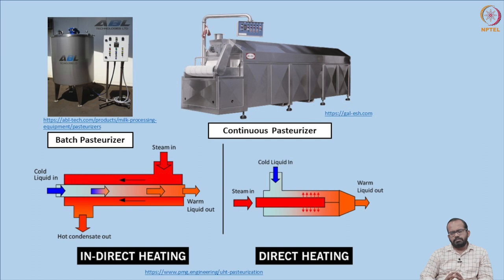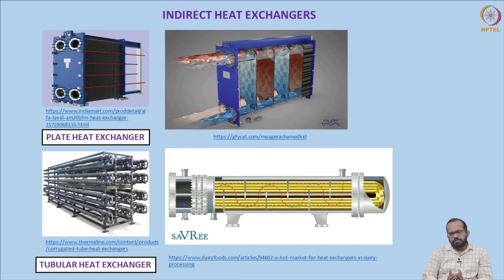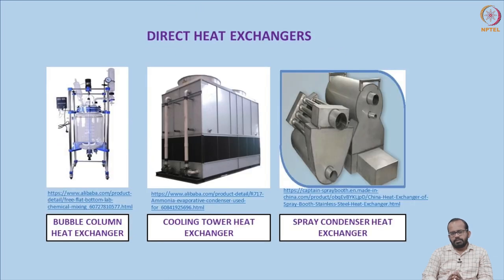Both indirect heating methodology as well as direct heating methodology are used. In indirect heating, the liquid that we need to pasteurize does not come in direct contact with the heating medium, which is usually steam. The passage of steam and the passage of the pasteurization liquid are separated by two different walls, basically stainless steel tubes or walls, and only through these stainless steel walls is the heat transferred from the heating medium to the processing liquid. That is what indirect heating is all about.